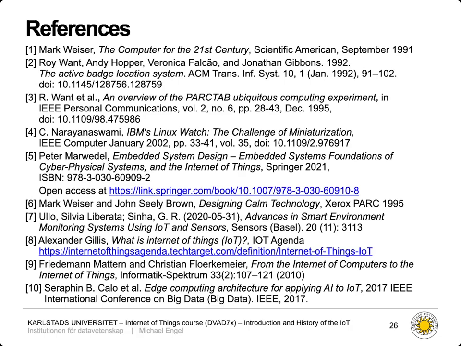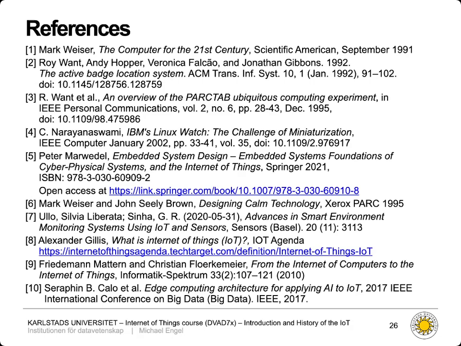Number 5 is our textbook on embedded system design as foundation for cyber physical systems and especially the IoT, which is open access, so you can download it in PDF or in EPUB format and read it. This is a very interesting textbook giving much more background than we can do in this course. Number 6 is the ubiquitous computing technology paper by Mark Weiser, again going a bit deeper into their vision a couple of years later. Number 7 talks about IoT and sensors, so smart environment monitoring systems. Number 8 is a link to the IoT agenda, trying to define what IoT actually is.